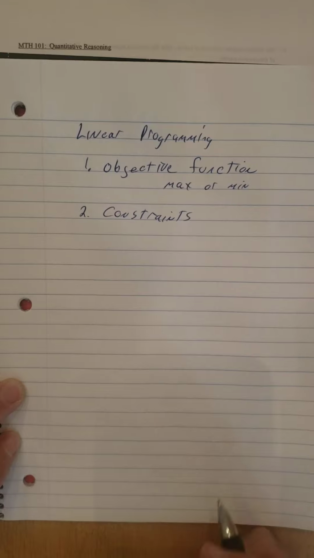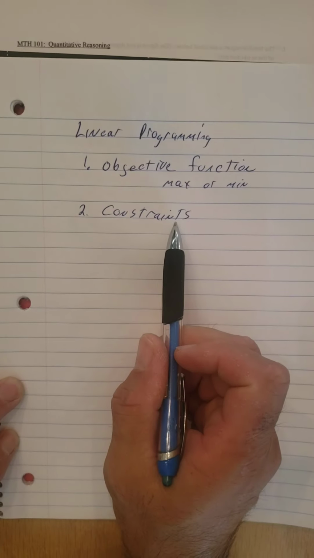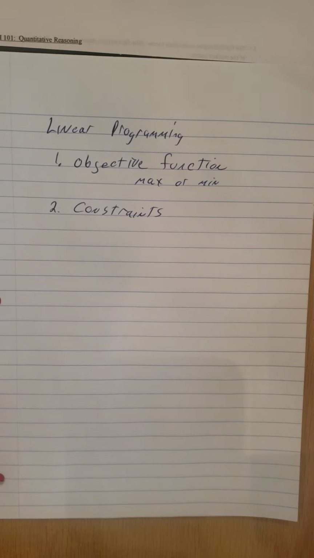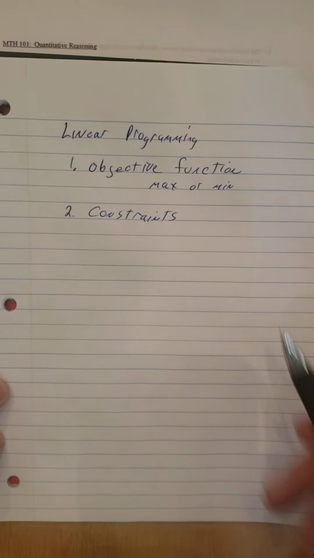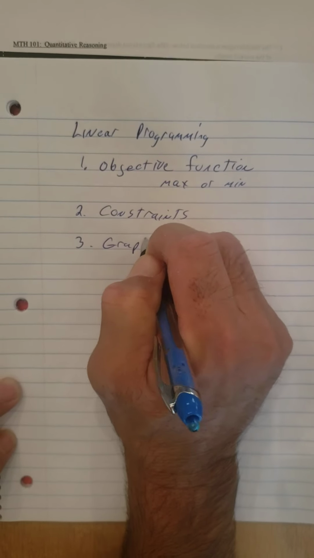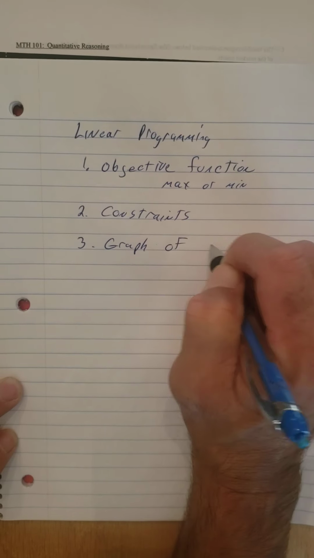is going to be some constraints. Okay, if we're trying to maximize something, there's probably some constraints. Usually time or money, those are both constraints. So we're going to have those. And then the third thing is really going to be this graph of inequalities.